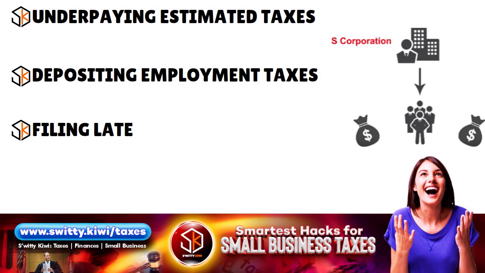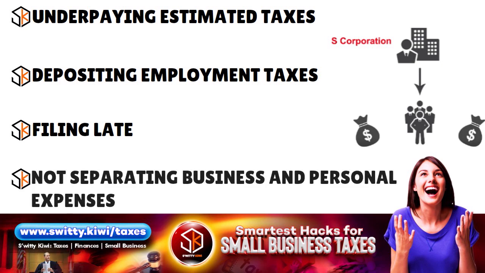Another mistake that a lot of shareholders make in terms of S corporation quarterly taxes is not separating business and personal expenses. It can be really tempting to use one credit card for all expenses, especially if the business is a sole proprietorship. But doing so can make it very hard to tell legitimate business expenses from personal ones. So this could cause errors when claiming deductions and become a problem if the taxpayer or their business is ever audited.